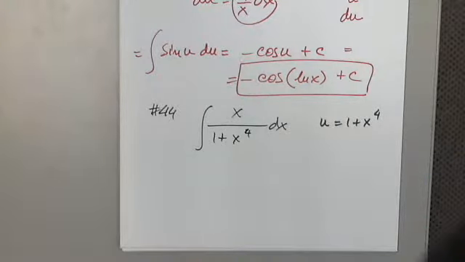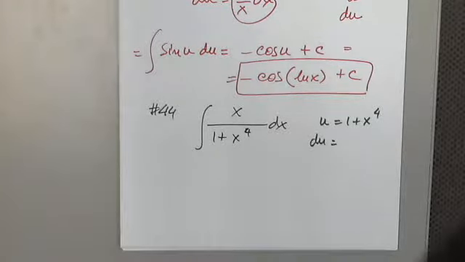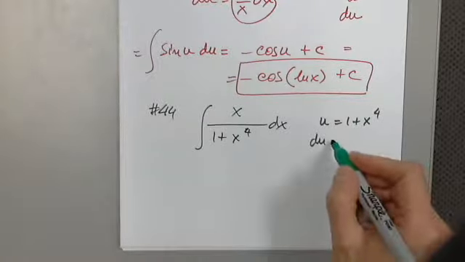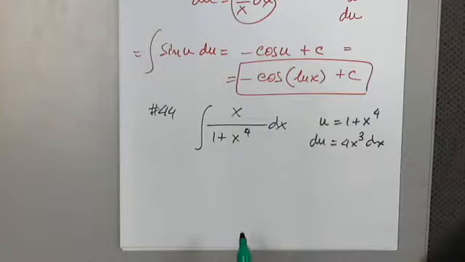This would be a good substitution only if what? If du is in the problem. Because I can make up functions and put them in there. If du is not in the problem, this is not the correct substitution. So du equals 4x to the third dx.